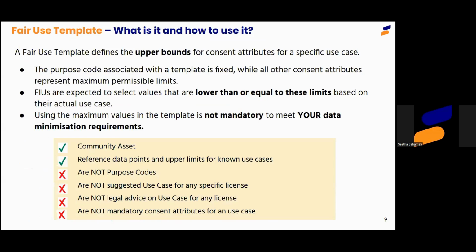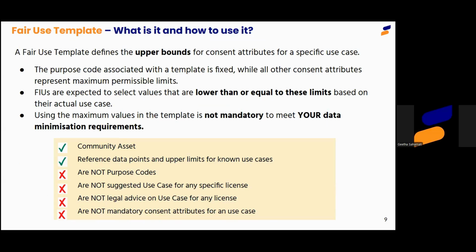Now, what is this consent template and how is it being used? Consent templates are a set of upper bounds for the consent attributes. Now, if you know the consent architecture within the AA ecosystem, you know that there are at least 10 to 12 different parameters that form the actual consent artifact. It is like an agreement with these attributes as the conditions for the consent.